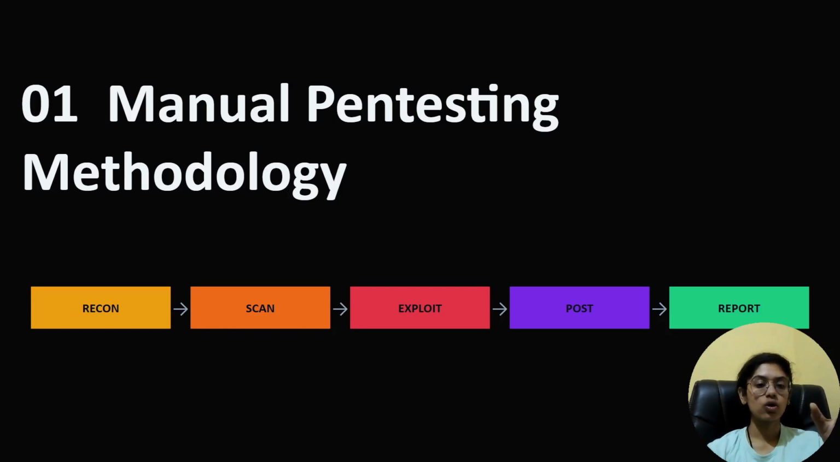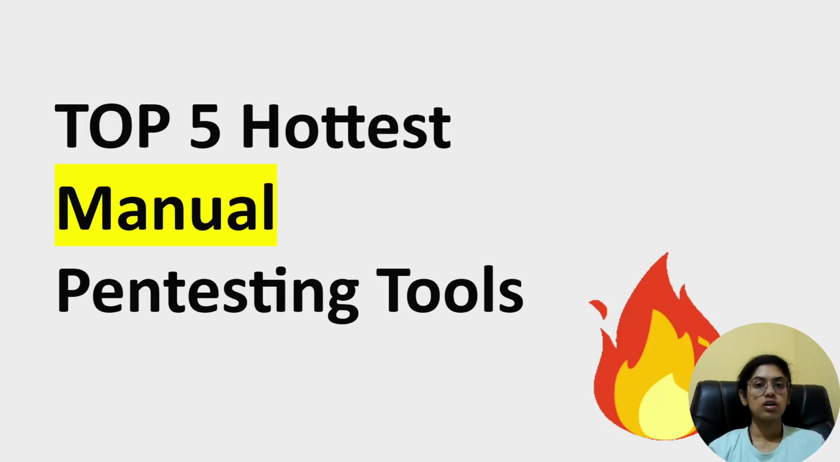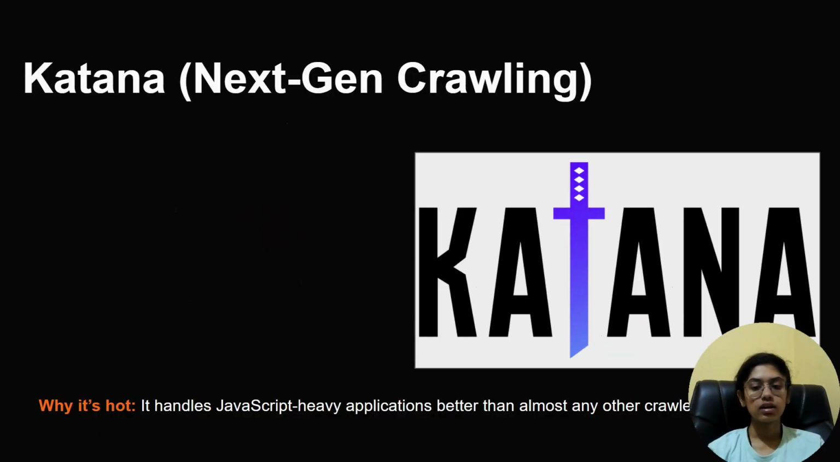First, the manual pen testing methodology, which we usually follow. First one is Recon. We will find a target, then we will scan it, and we will exploit, and we will do post exploitation, chain the bugs and all. Next is to report to the particular target. Let's discuss the top 5 hottest manual pen testing tools for manual hunting.